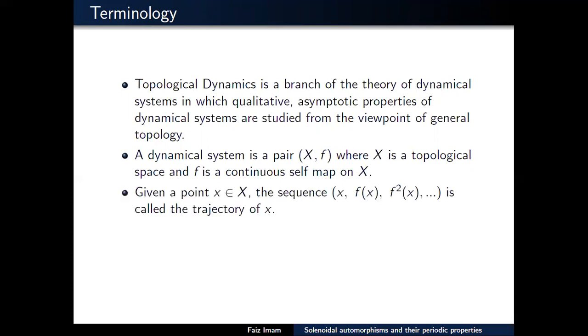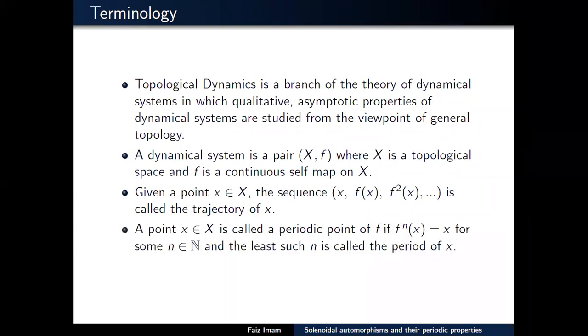Given a point x belonging to this topological space, we look at this sequence: x, F(x), F^2(x), and so on, which moves by composition. This sequence is called the trajectory of x. A point is known as a periodic point if it returns to itself after a certain stage. So if F^n(x) equals x, where F^n stands for F composed with itself n times, for some n belonging to the set of natural numbers, this point is known as a periodic point, and the least such n is known as the period of x.